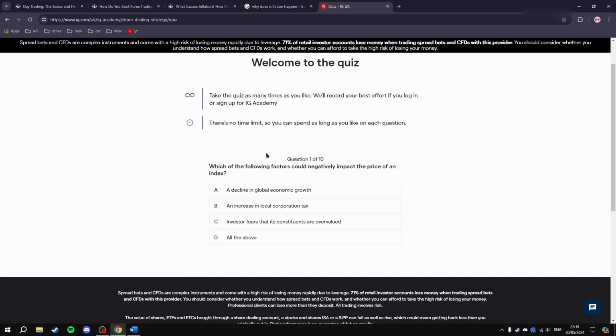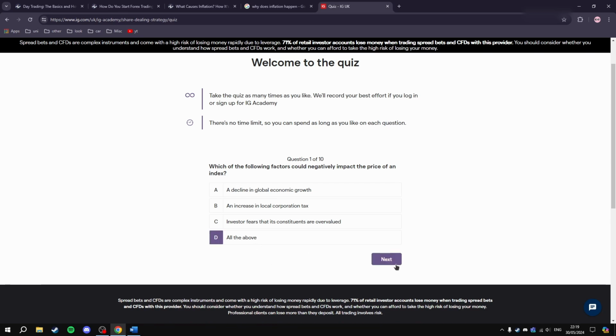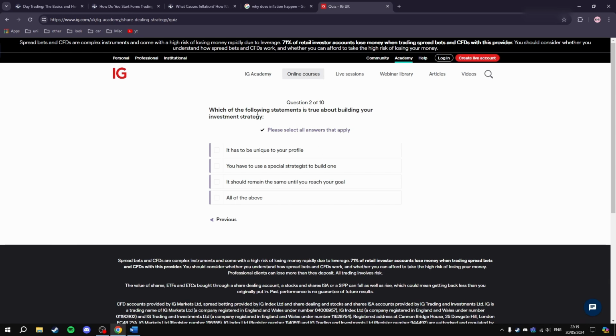Declining global economic growth, increasing local corporation tax, investors' fears that its constituents are overvalued, all of the above. Which of the following statements is true about building an investment strategy? It has to be unique to your profile, yep. You have to use a special strategist to build one, nope. It should remain the same until you reach your goal, nope.